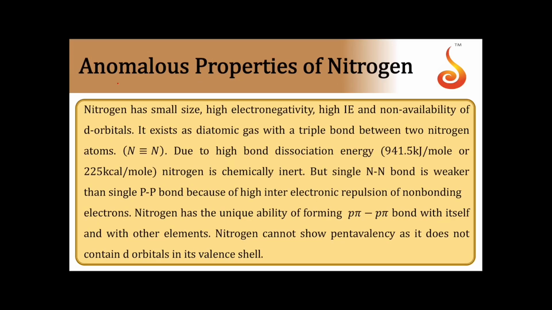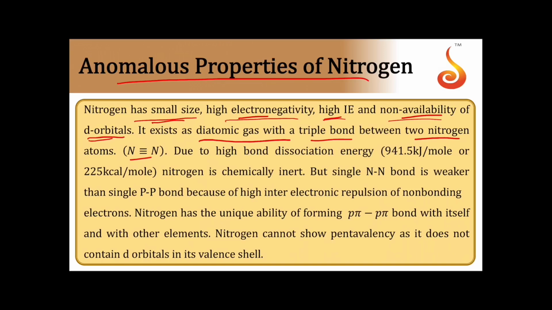Now, anomalous properties of nitrogen. Nitrogen has small size, high electronegativity, high ionization energy and non-availability of d orbitals. This is common for all groups: the first element always has smaller size, high electronegativity, high ionization energy, and non-availability of d orbitals. It exists as a diatomic gas with a triple bond between two nitrogen atoms.